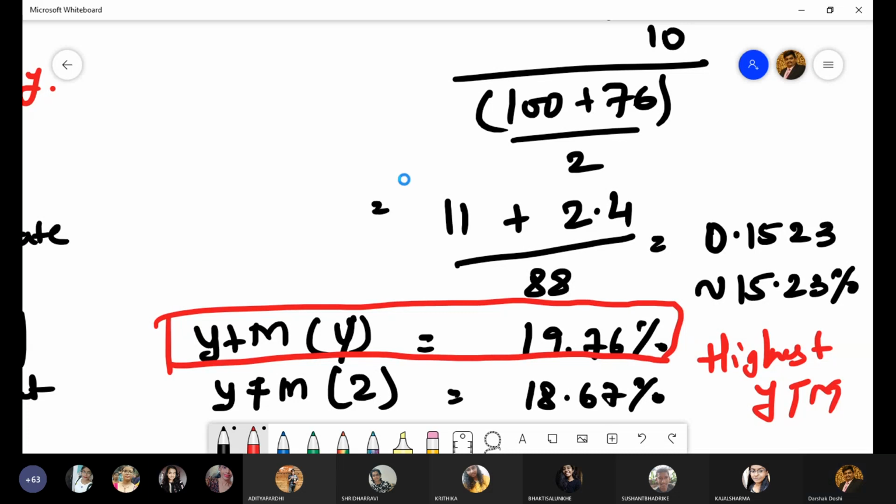For investment. Correct. Now I have a question for you. If I add one sentence in the question, please listen carefully: the minimum required rate of return for the investor is 21%. Which bond would you suggest? So, what will be the answer? I repeat, the minimum required rate of return is 21%. Which bond would you suggest?